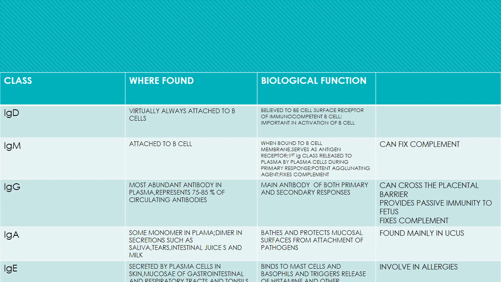IgA can be found in the plasma also, saliva, tears, intestinal juices, and milk. And IgE can be found also in plasma, and the mucosa of the GIT and respiratory tracts. IgM can fix complement, and IgG can cross the placental barrier, provides passive immunity to the fetus, and fixes complement. IgA can be found mainly in mucus, and IgE is also involved in allergies.